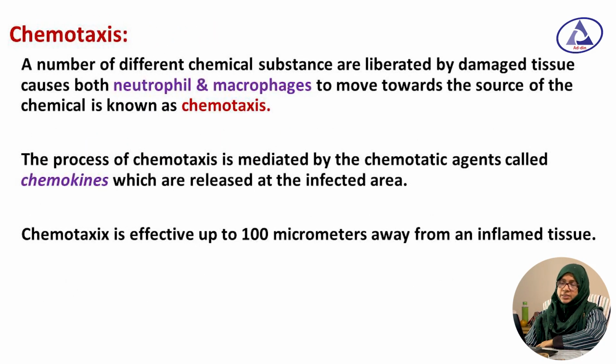Now chemotaxis. A number of different chemical substances are liberated by the damaged tissue, causing both neutrophil and macrophages to move towards the source of the chemical, which is known as chemotaxis. The process of chemotaxis is mediated by chemical agents called chemokines, which are released at the infected site. Chemotaxis is effective up to 100 micrometers away from the inflamed tissue.